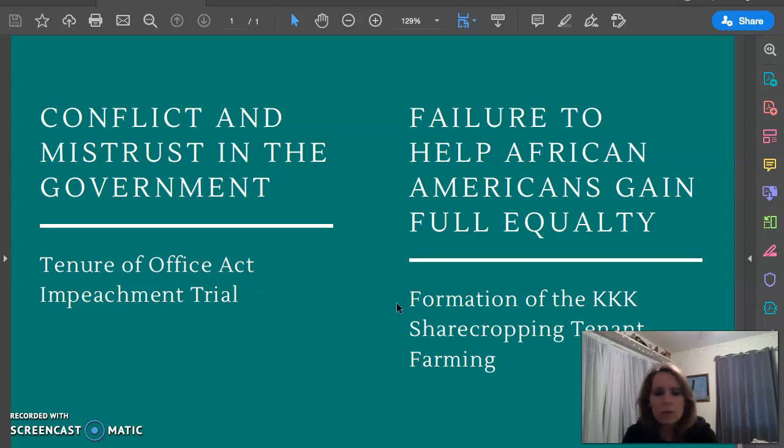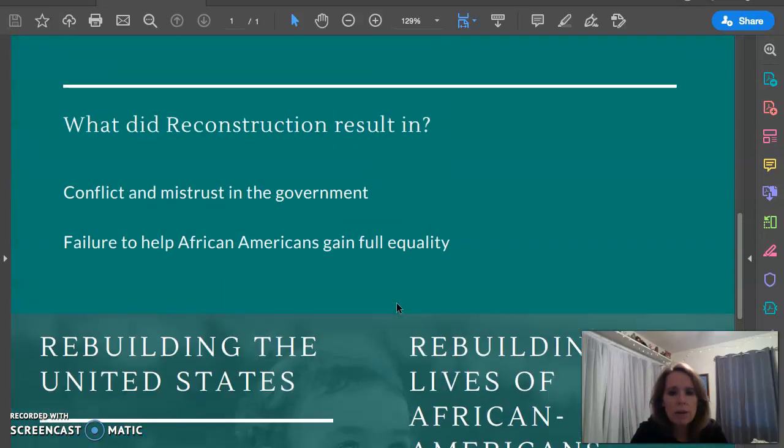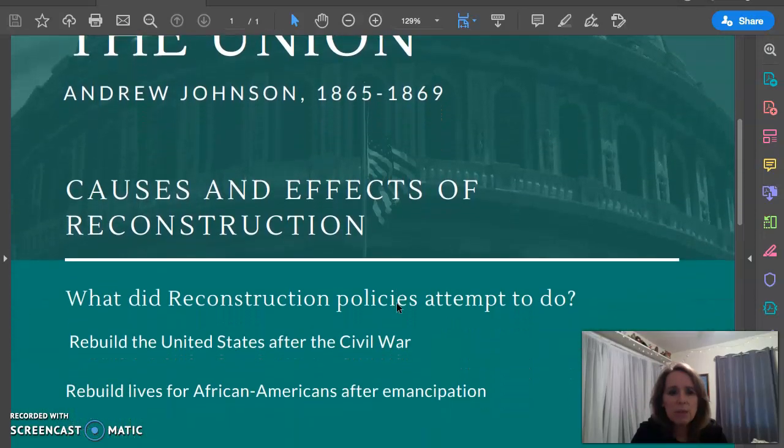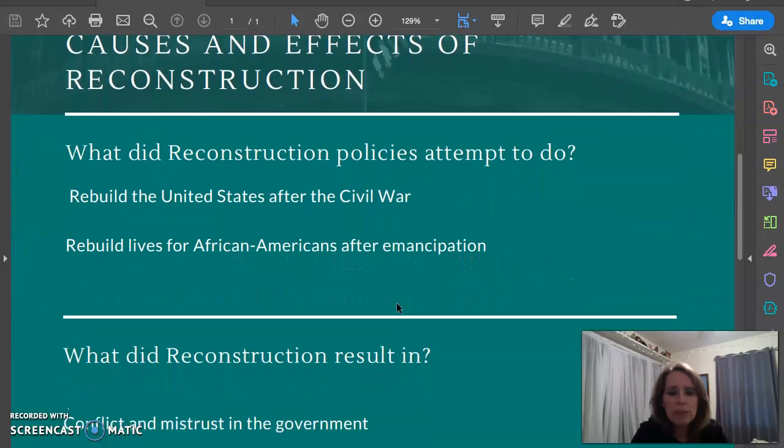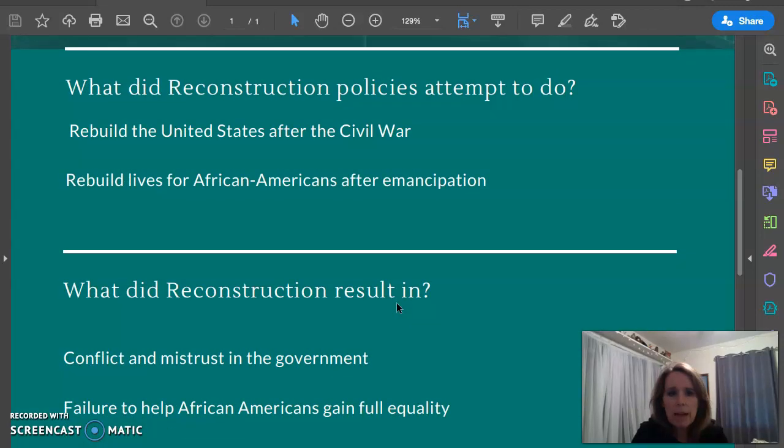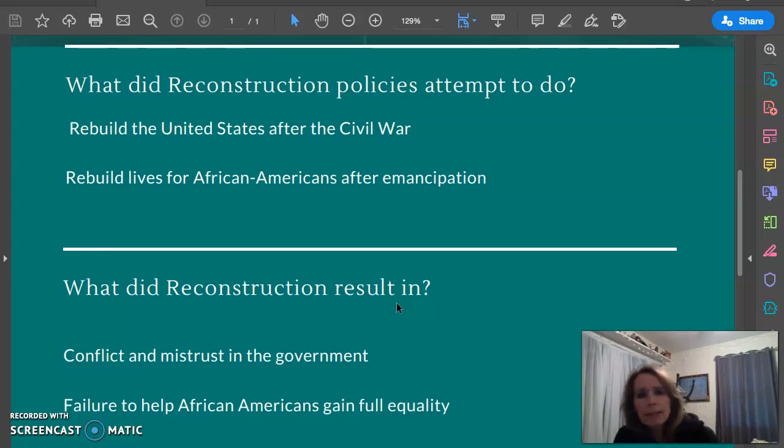So I hope that you learned a little bit about the causes and effects of Reconstruction, what it did and what it didn't do, how it failed to really rebuild the United States very well, to rebuild the lives for African Americans, resulted in some conflict, and also failed to help African Americans achieve full equality.